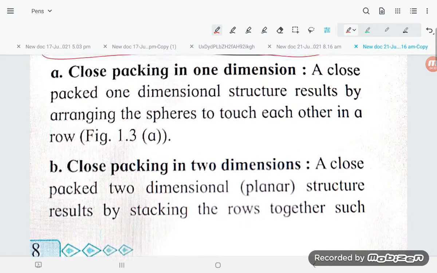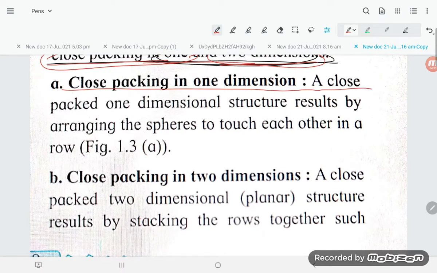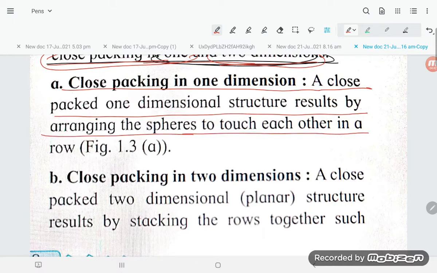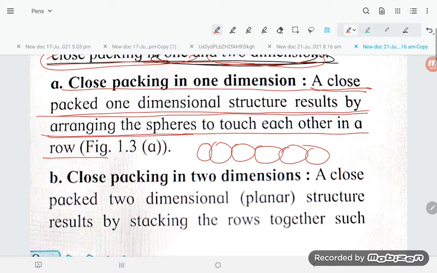So now the very first point, closed packing in one dimension. A closed pack structure in one dimension results from arranging the spheres to touch each other in a row. So how are they arranged, students? In closed packing in one dimension, they are arranged in a linear manner, touching each other in a row.